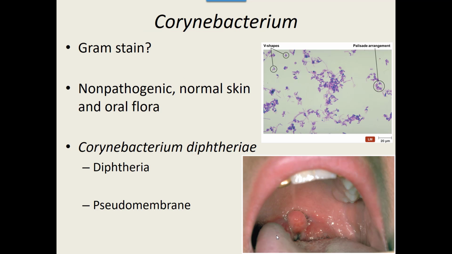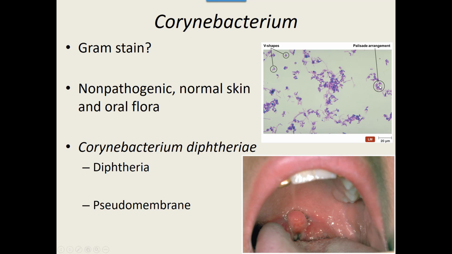Another bacteria that's gram-positive rods with no endospores is Corynebacterium. So when we gram stain it, yes, it stains gram-positive. It's also pleomorphic and non-endosporing, so they're not all the same size of rods. Some are short little rods, some are longer rods. Some also like to group together in V shapes, some like to stack up in a palisade shape.